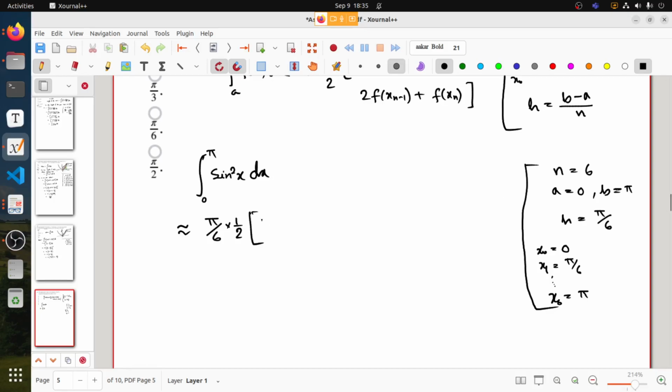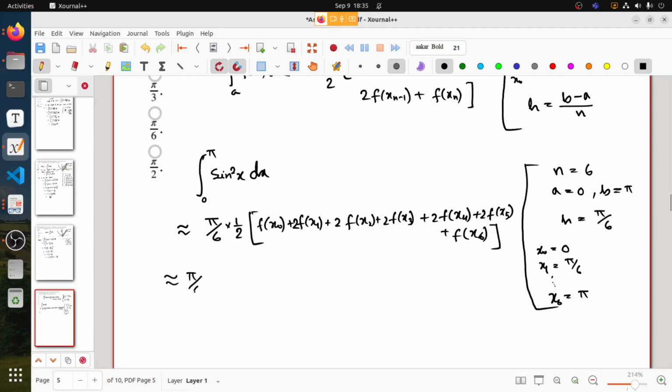So we will write it here. It will be f of x0 plus 2 into f of x1 plus 2 into f of x2 plus 2 into f of x3 plus 2 into f of x4 plus 2 into f of x5 plus f of x6, right? This we have to find. So pi by 6 into half. What is f of 0?